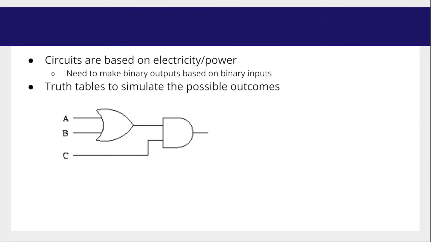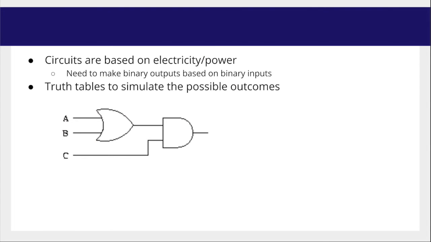So circuits are based on electricity and power, like I said earlier, and they can have many different inputs as long as they're either true or false. Each of the inputs is true or false, and then the circuit outputs a binary output. Binary means that there's only 2 possible outcomes, 0 or 1. And like I said earlier, truth tables can be used to simulate or represent all these possible inputs and their outcomes.